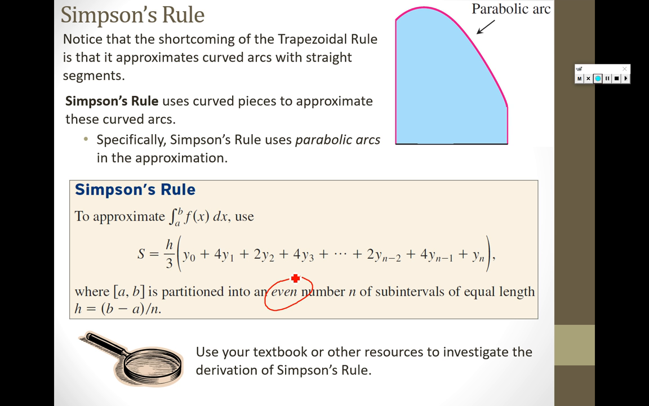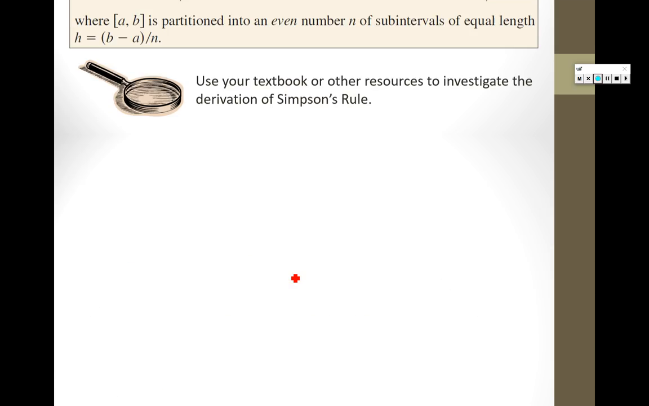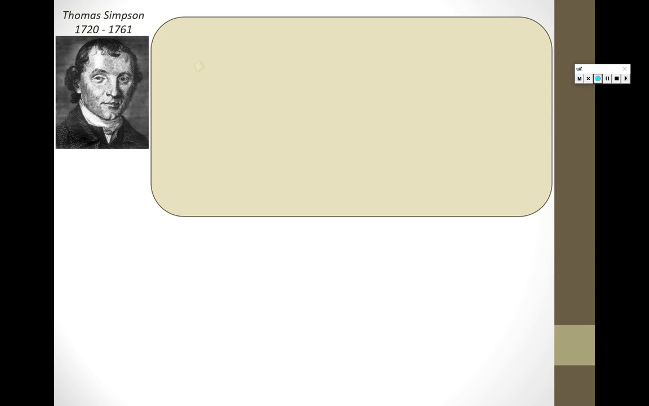It says use your textbook or other resources to investigate the derivation. The derivation is not that crazy, but a little too much for us. And again, the h is just b minus a over n. It's the same delta x that we used before. There he is, Thomas Simpson.